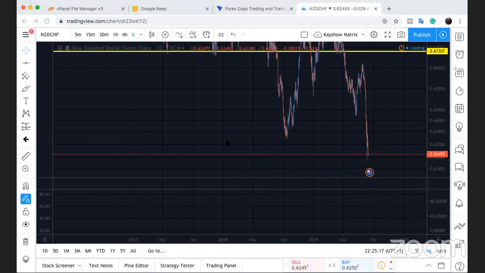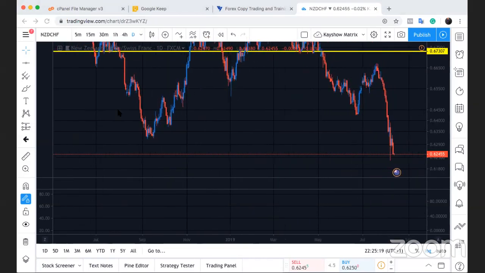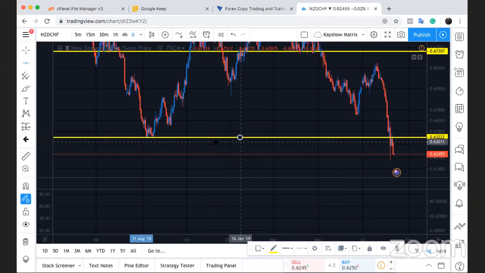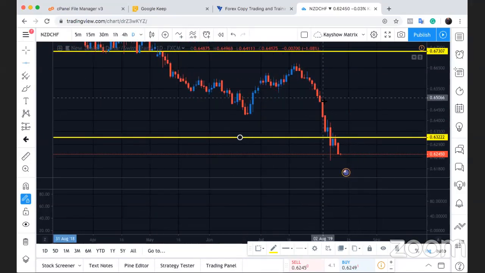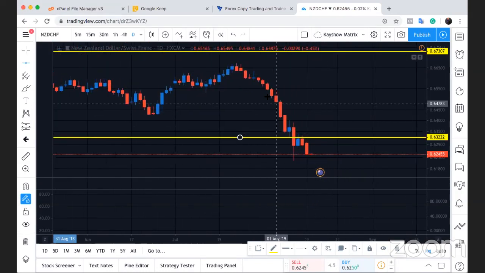So if I scroll back to the past, I can see the nearest floor I have here is this guy right here. So if I draw a line here, you can see it's this guy right here. This is the nearest floor I have. What happened when price got there? You can see when it got there, it was coming red. Immediately it got to that floor, it gave us a blue candle.